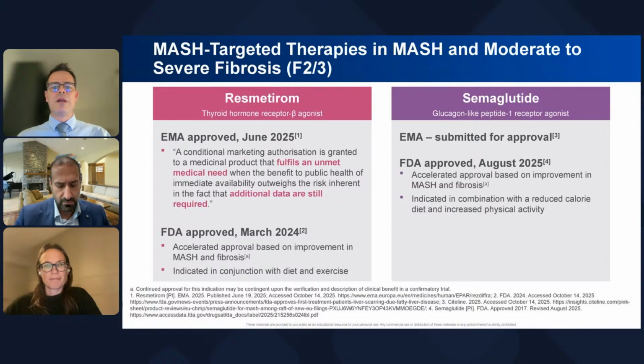Semaglutide, the GLP-1 agonist, showed positive results in phase 3 with improvement of the surrogates, hepatic inflammation and fibrosis. So FDA approved it in August 2025. So 2.4 milligrams of semaglutide are available for treatment of MASH with fibrosis. Again, only patients in the absence of cirrhosis are currently approved here, and EMA has submitted that, and I'm expecting to hear back by end of February, maybe.